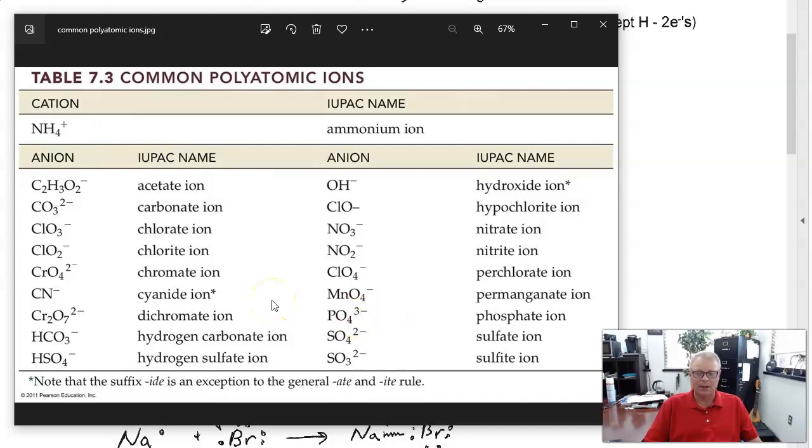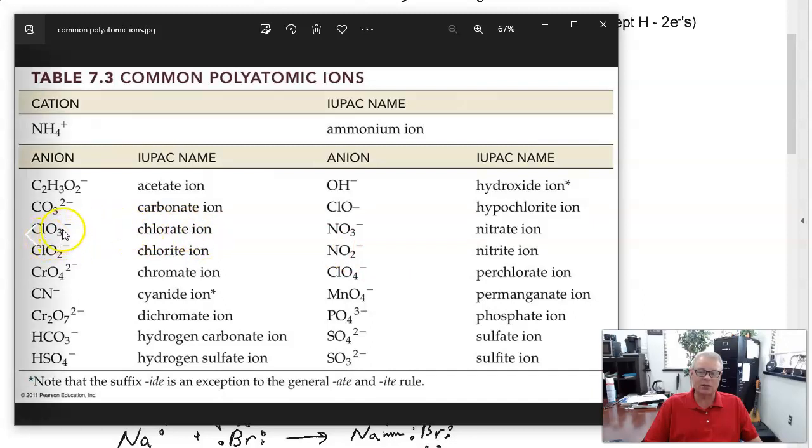It gets more fun than that. If you see a "hypo-ite", that's one less oxygen than the "ite", with the same charge. So for example, here's a chlorate.